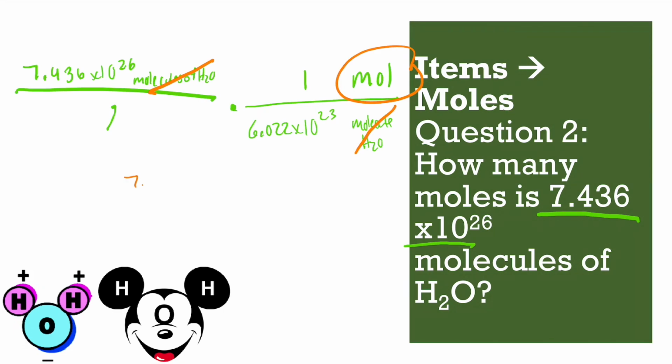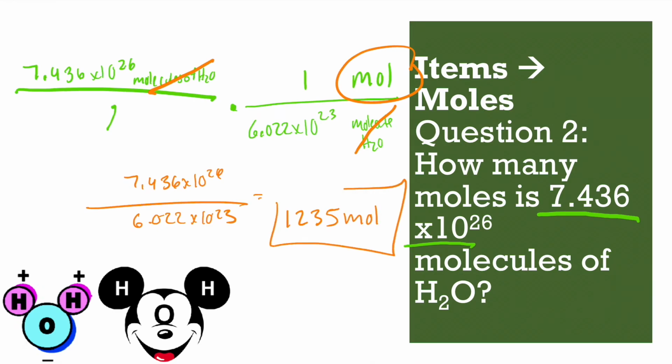And so you're left with 7.436 times 10 to the 26 divided by 6.022 times 10 to the 23. And that gives you 1, 2, 3, 5 moles. So that's how many moles of water you would have if you had 7.436 times 10 to the 26 molecules of it. Fun reminder, water looks like a Mickey Mouse.